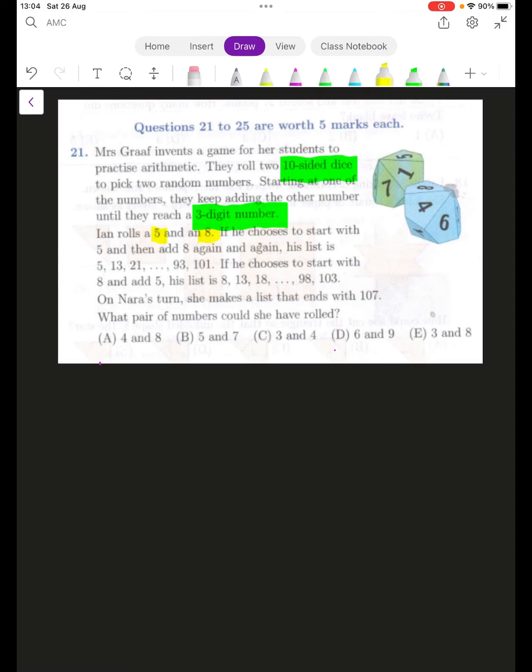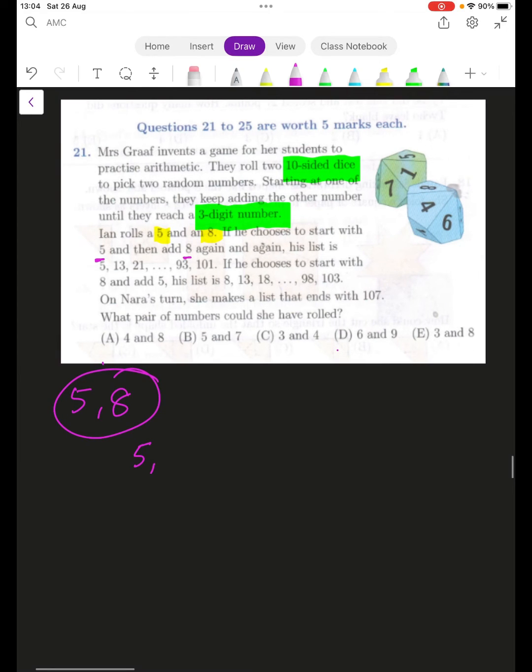So for an example, if Ian rolls a 5 and an 8, let's write it down. So he rolls a 5 and an 8. If he chooses to start with a 5 and keep adding 8 again and again, he's starting with 5 and he keeps on adding 8 every time.